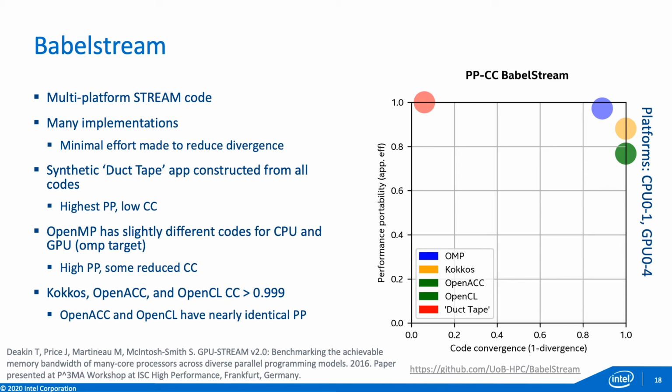Moving over to Kokkos, Kokkos once again is very nearly at code convergence of 1 and has a pretty high performance portability score as well, right? We see that same trade-off again, where there is a little less convergence for more performance portability. And then OpenACC and OpenCL have less performance portability than Kokkos, but end up having a pretty similar convergence. They are essentially 1. In fact, those 2 points are basically on top of each other, which is why they appear as 1 dot here.